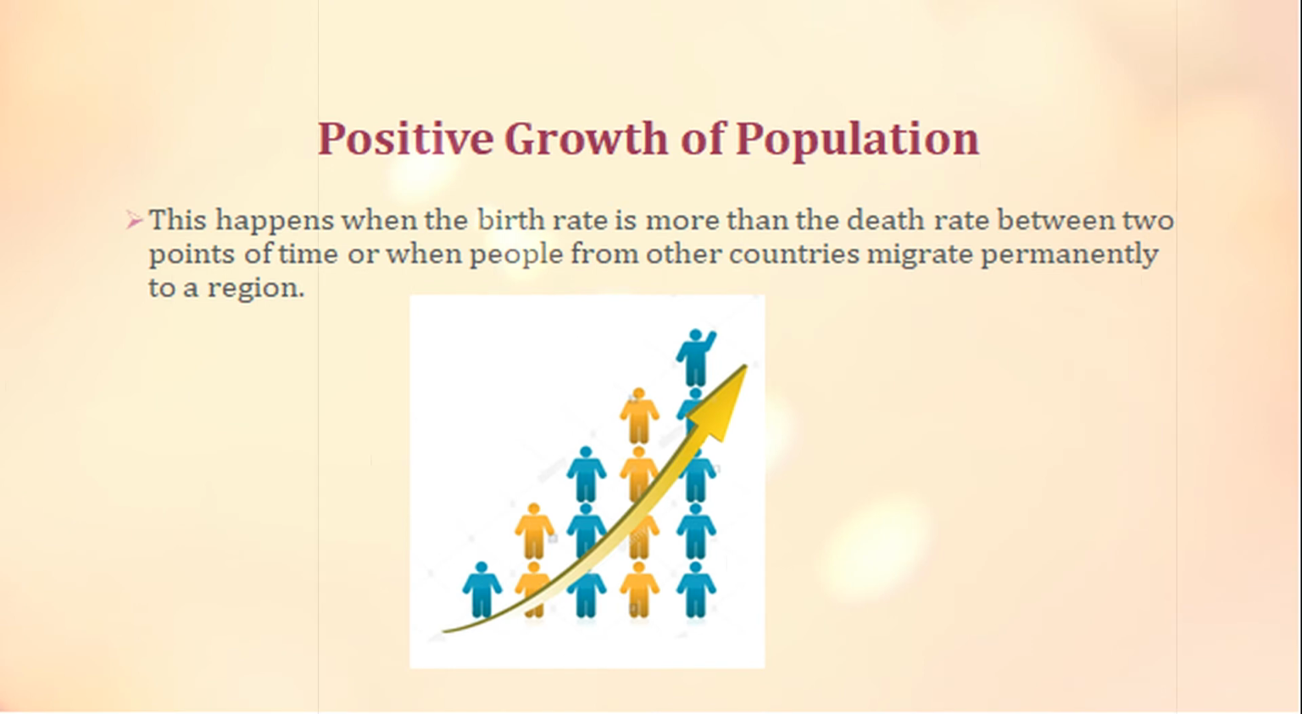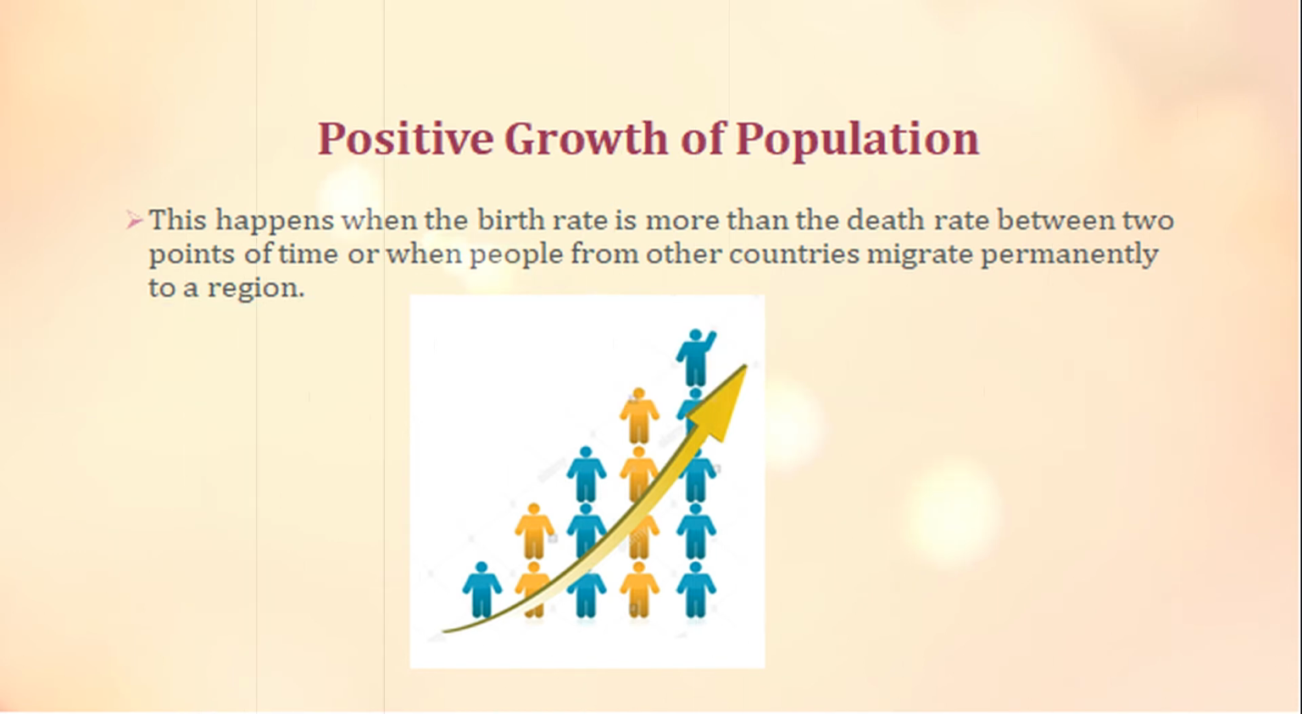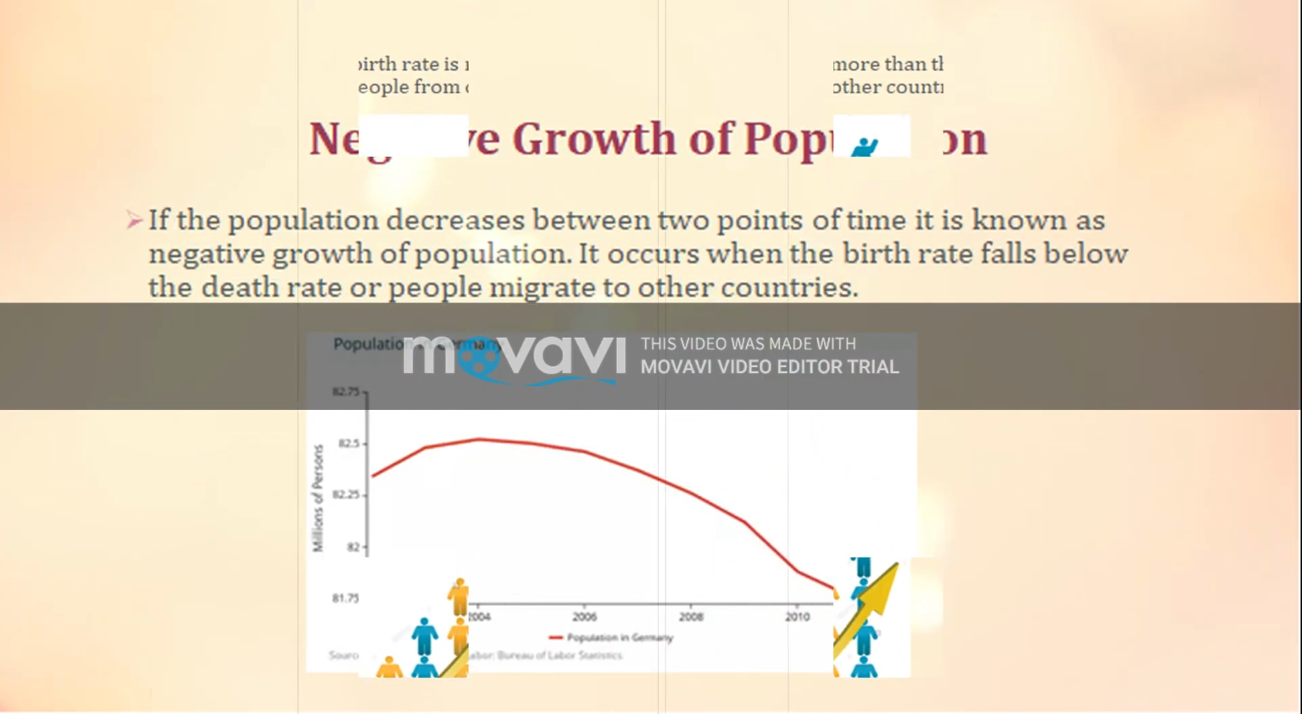So, this is the positive growth of population. It happens when birth rate is more than the death rate between 2 points of time, or when people from other countries migrate permanently to a region. The given diagram clearly shows the positive growth rate of population. More and more people are added due to the high birth rate and high migration into the country. Hence, it leads to positive growth of population in that country.